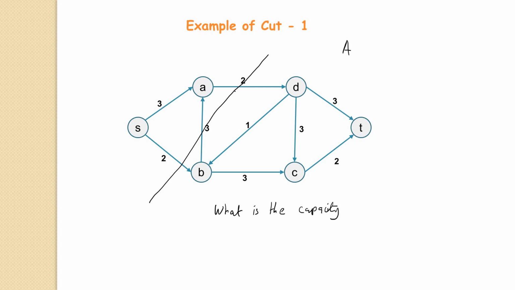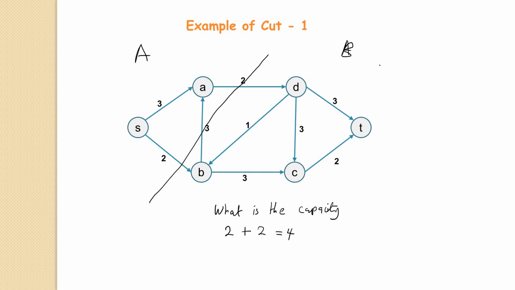The capacity of this cut will be 2, right? Plus, because this is going out of the cut, and this is going out of the cut, we have 2 plus 2 equal to 4. We are not counting 3, because 3 is going from outside to inside the cut, since this is A and this is B, right?